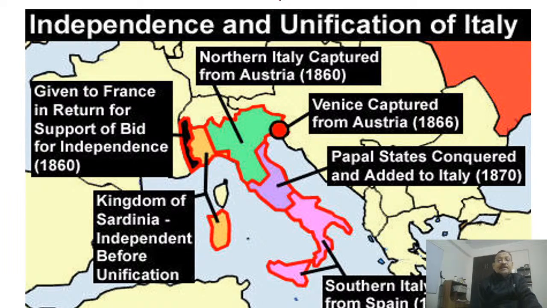नॉर्दर्न इटली कैप्चर्ड फ्रॉम 1860. अब आगे मैं बता दूं थोड़ा सा और डेवलपमेंट क्या होता है. So northern Italy, what is the important thing? Northern Italy was captured from Austria in 1860. जो सबसे important चीज याद रखेंगे.